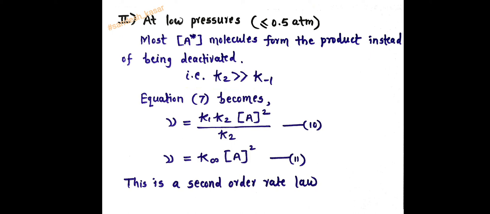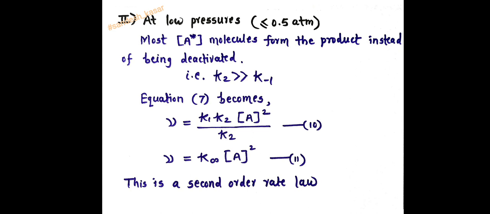So equation 7 becomes nu is equal to k1 into k2 into A square divided by k2. Again, we have to put k infinity for k1 into k2 divided by k2. So nu is equal to k infinity into A square. As A is raised to 2, the order is 2. So this is a second order rate law. Again, what is our conclusion? According to the Lindemann Hinshelwood mechanism, unimolecular reactions follow the second order rate law at low pressures.